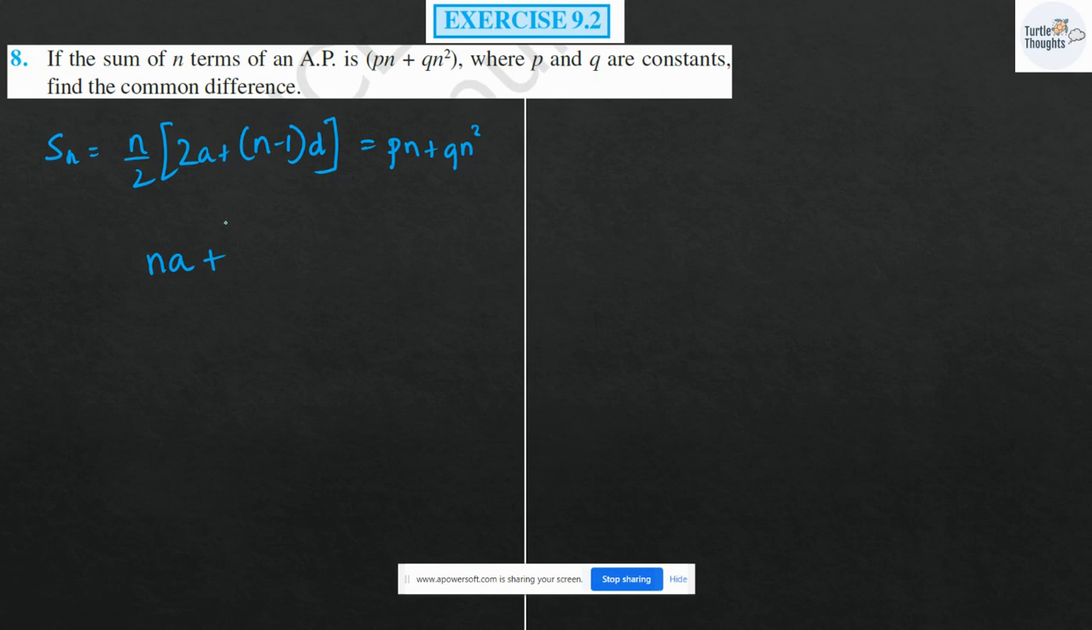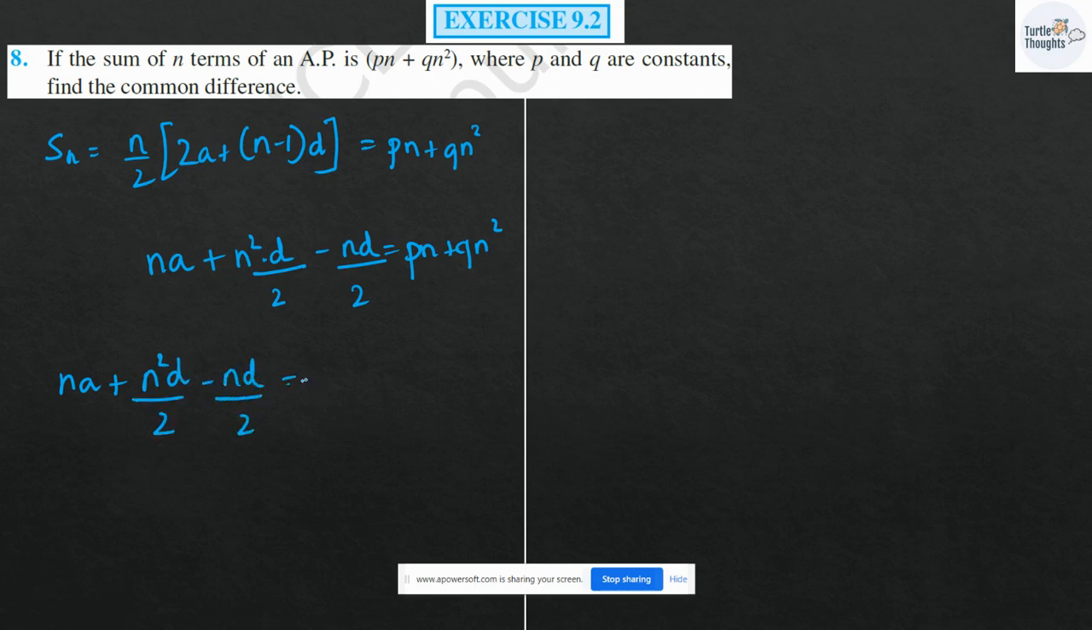What will I be getting here? n into n is n square, multiplied by d divided by 2, minus n into d divided by 2. This is going to be equal to Pn plus Qn square. Now I can write this as na plus n square d divided by 2 minus nd divided by 2, which will be equal to Pn plus Qn square.